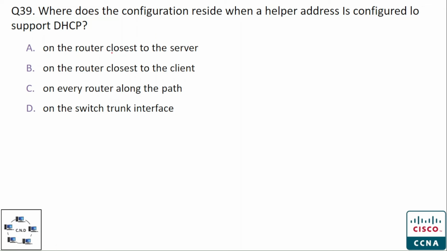Question number 39. Where does the configuration reside when a helper address is configured to support DHCP? And the options are option A, on the router closest to the server. Option B, on the router closest to the client. Option C, on every router along the path. And option D, on the switch trunk interface. And the correct option is on the router closest to the client.